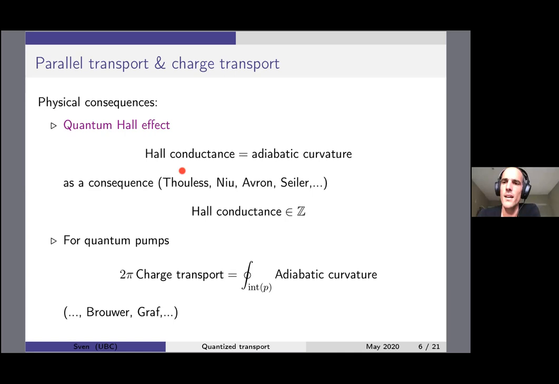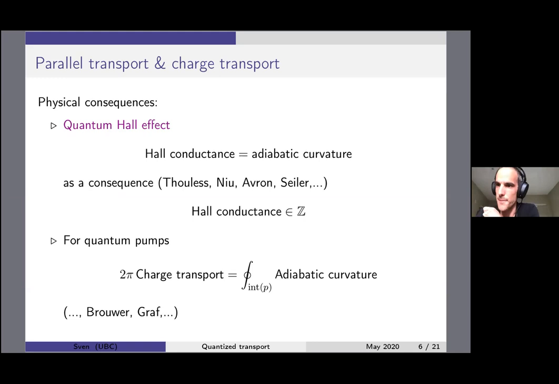In some situations there are many names. I guess the previous ones should be there, plus Brouwer, Graf. Probably many people contributed to that. But all I want to say here is that once you have the geometric picture and you realize that it has a connection with a physical quantity, then statements that charge transport is quantized become a little bit less surprising.